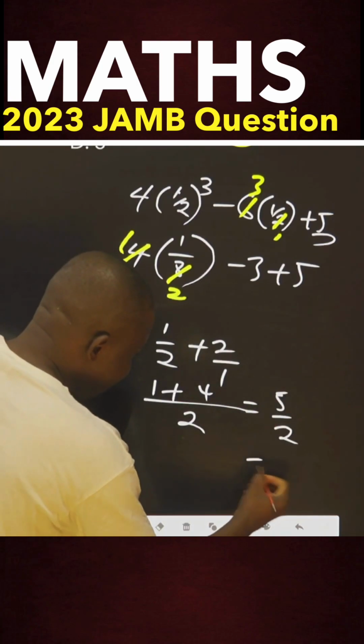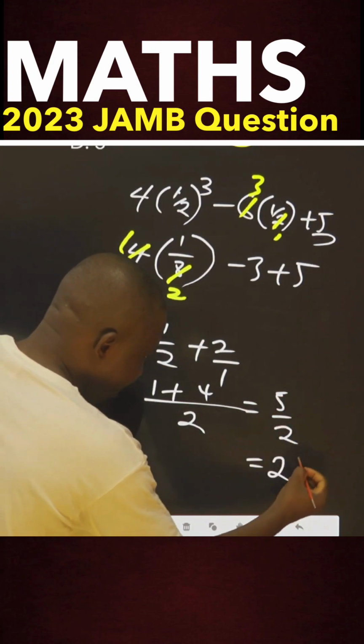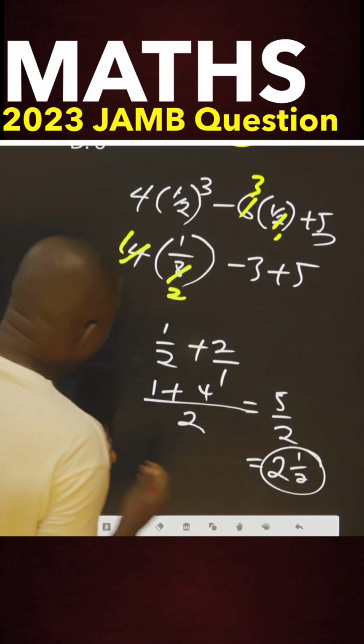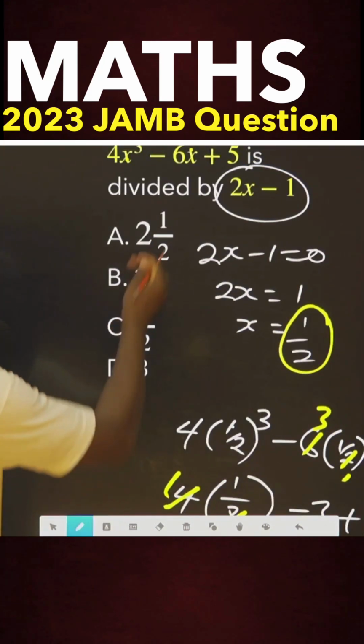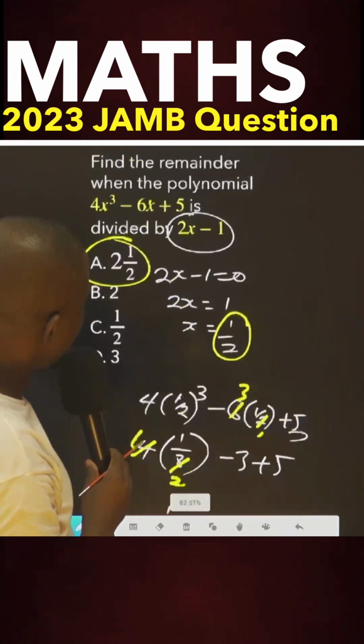How many 2s in this place? That is 2 in this place. Remain 1 over 2. That is 2 and 1 over 2. Let's check if there's any option. Very simple, okay? If you read, you will pass.